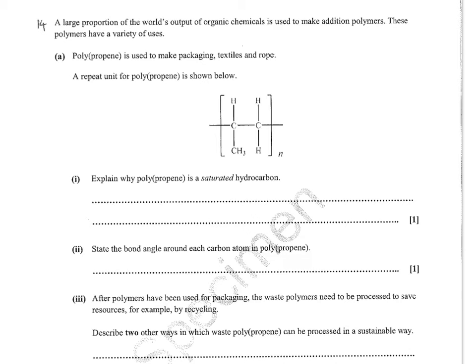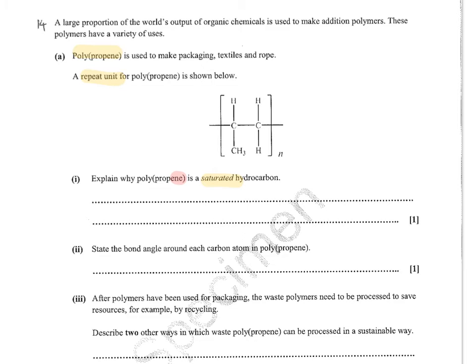So here we've got a large proportion of the world's output of organic chemicals is used to make addition polymers, and they have a variety of uses. So it says polypropene is used to make packaging, textiles and rope, and it gives you a repeat unit for polypropene. So it asks you to talk about it being saturated. So you may think, hang on a sec, we're talking about propene, aren't we? That usually means unsaturated. However, if you've got a polymer, obviously what's happening is the carbon-carbon double bond that used to be there has now had all the carbons filled up with hydrogen or other groups. So therefore every single carbon has 4 bonds.